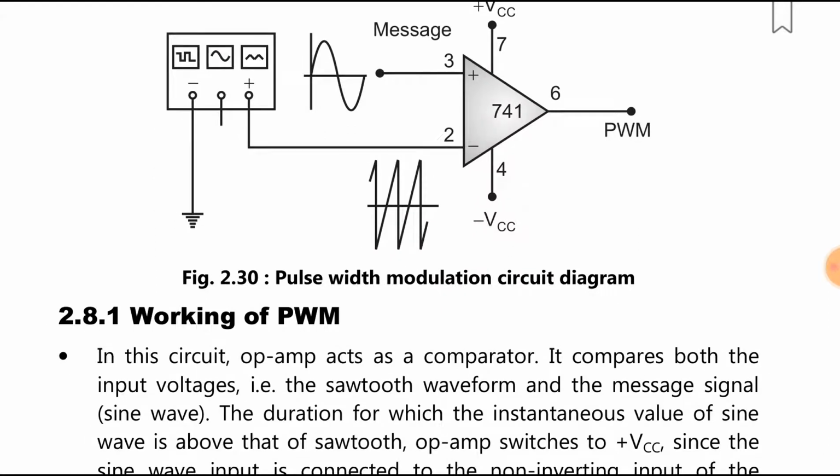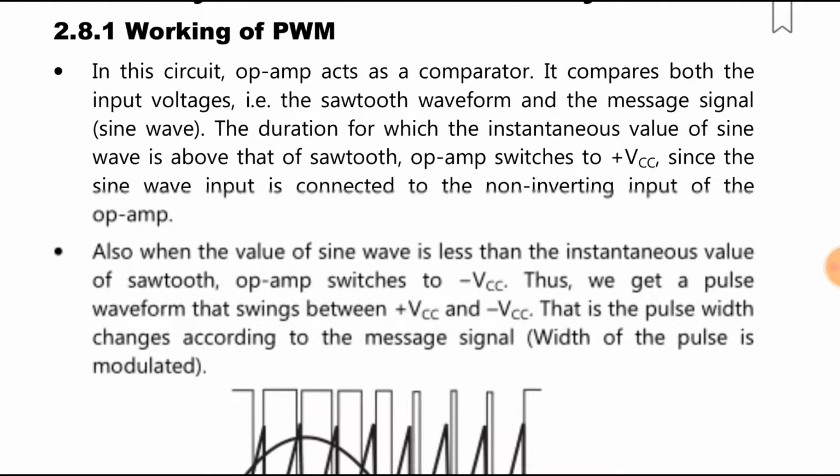So here what we have used, a signal generator, square, sine and triangular, is connected to the 741 IC, and one input, non-inverting, is connected to the sine wave, and the PWM output you get at the output side. Now how it works, that we'll see now.